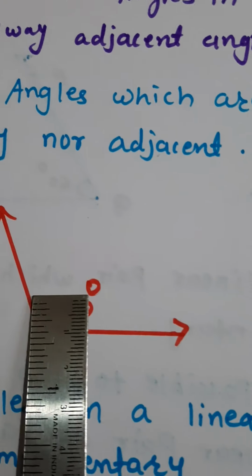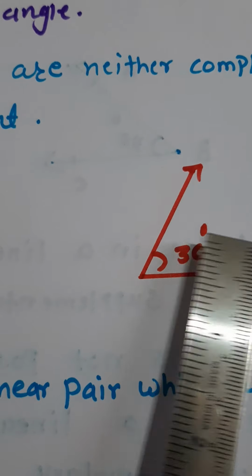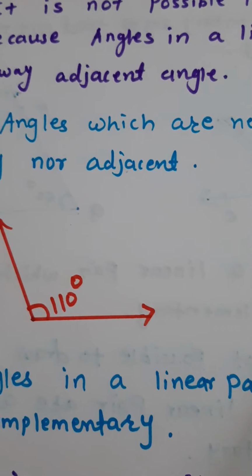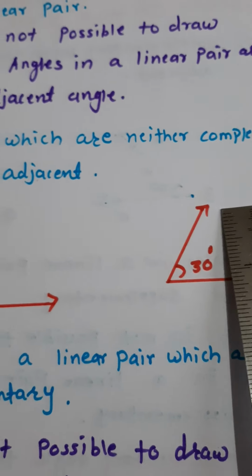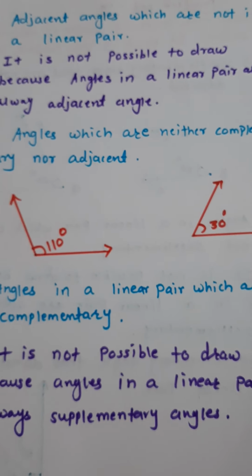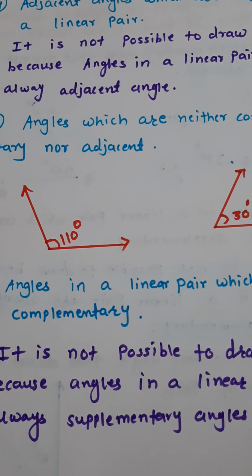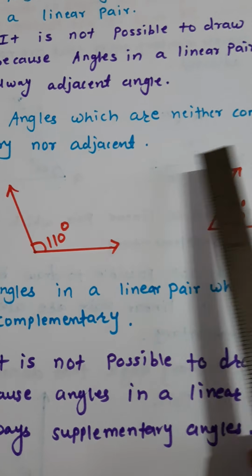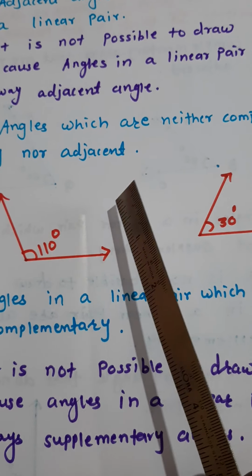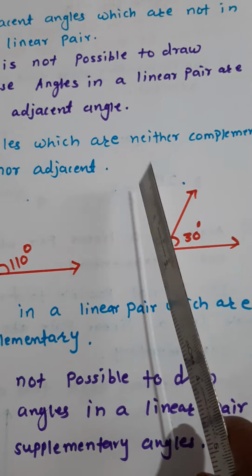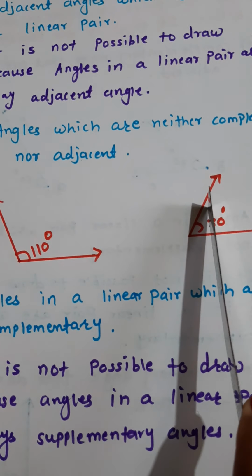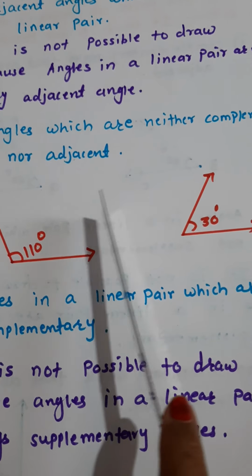I have drawn here one angle of 110 degrees and one angle of 30 degrees. They are not complementary because their addition is not 90 degrees. Similarly, as I have drawn them separate, they are not adjacent. Of your own choice, you can draw two different angles. Only remember they should not be adjacent and their addition should not be 90 degrees, because we want neither complementary nor adjacent angles.